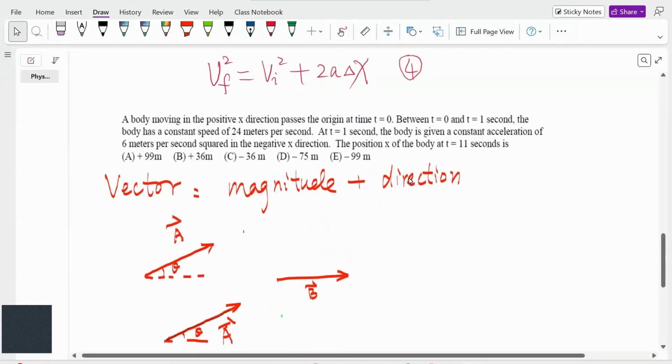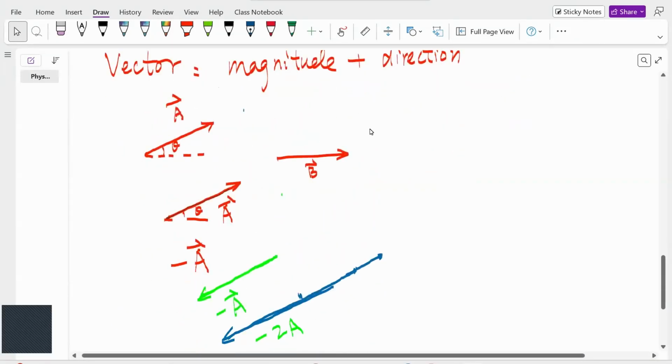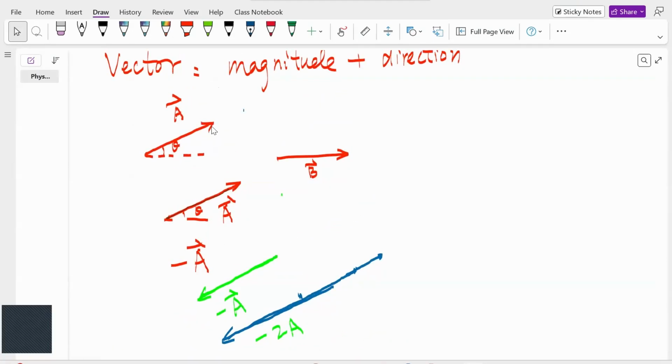Okay, right? So over here, we talk about a vector. It has a magnitude and direction. Given any vector, you draw an arrow. The length represents the magnitude, and the direction is represented by the angle. Normally, you measure from a reference point. So you measure from the positive x-axis, for example, in this case, right?